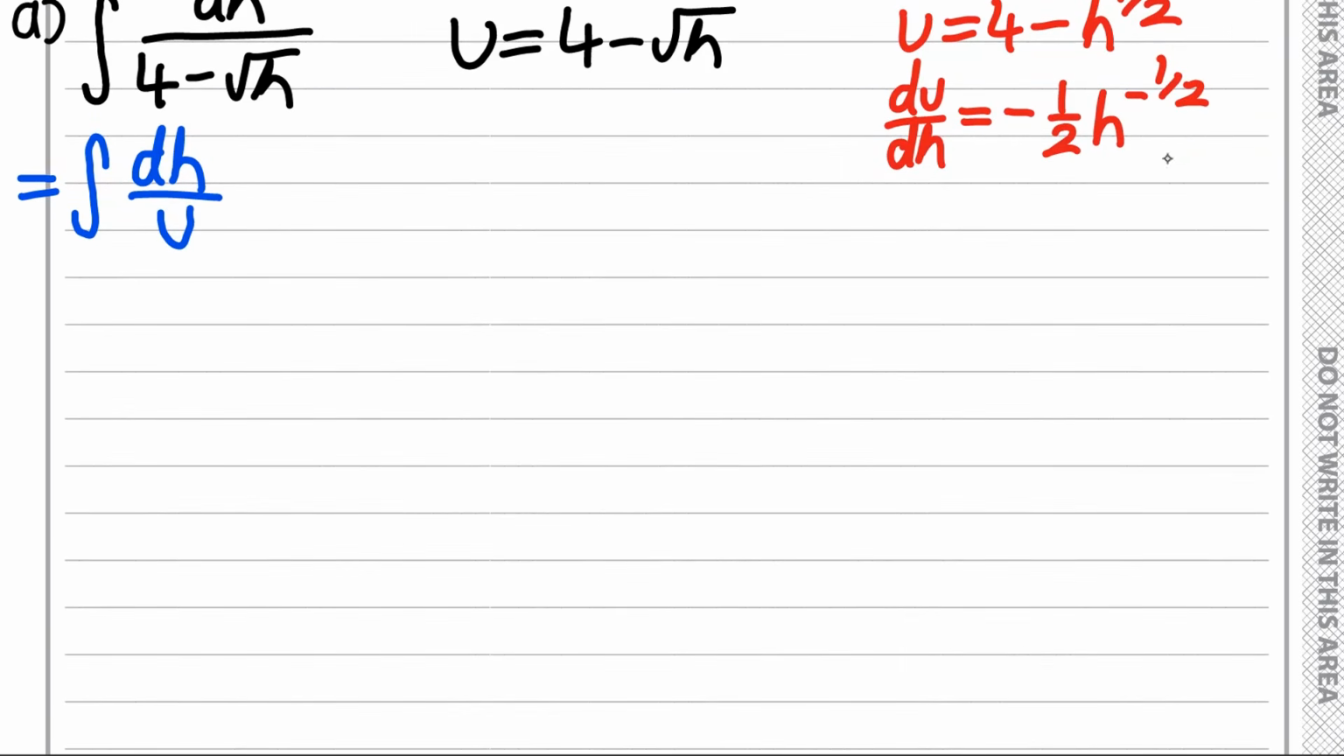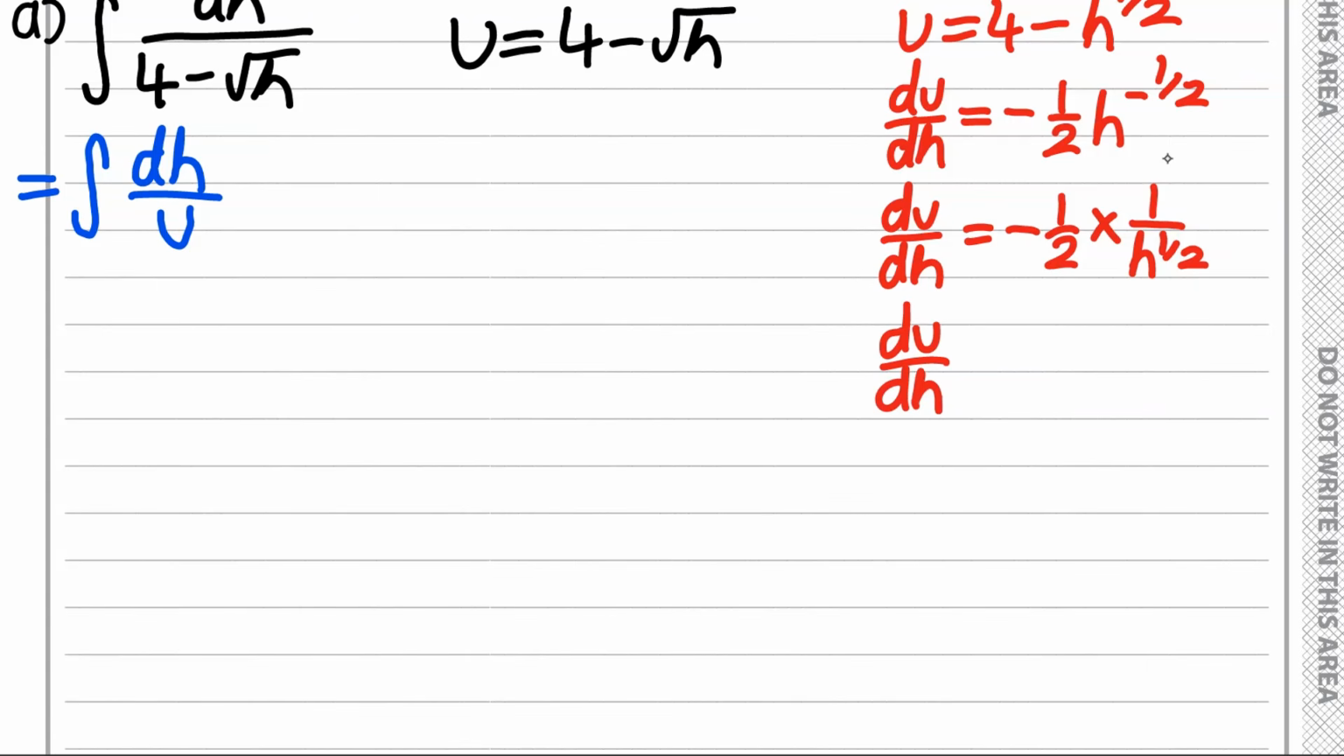We can simplify this, so we can write this as du over dh is equal to minus a half, and if you remember your laws of indices, this h to the power of minus a half, we can write this as 1 over h to the power of a half, and therefore du over dh, we can write this as minus 1 over 2, and then h to the power of a half, but we can write this as root h.